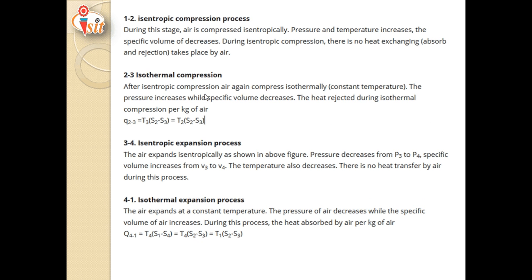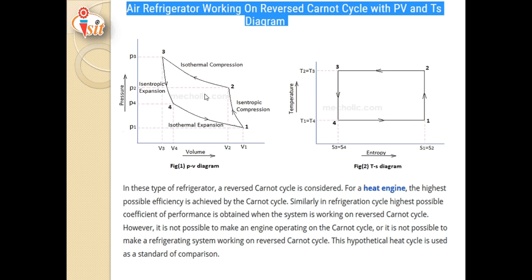3 to 4 isentropic expansion. The refrigerant is expanded isentropically and pressure decreases from P3 to P4. Specific volume increases from V3 to V4 as shown in the PV diagram. The temperature also decreases. There is no heat transfer in this process. This process can be shown on the PV diagram as 3 to 4, or as the vertical line 3 to 4 on the TS diagram.